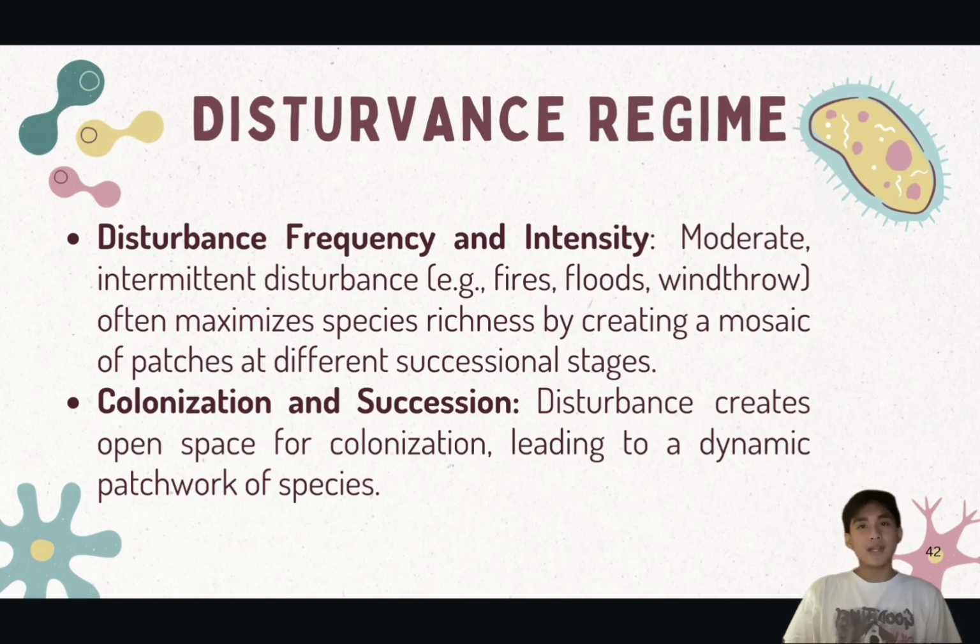Now, we will proceed to the disturbance regime classification. The first one is the disturbance frequency and intensity. Moderate intermittent disturbance, for example, fires, floods, and windthrow, often maximize species richness by creating a mosaic of patches and different successional stages. So, the disturbance frequency and intensity, siya yung nag-aano ng perfect balance.